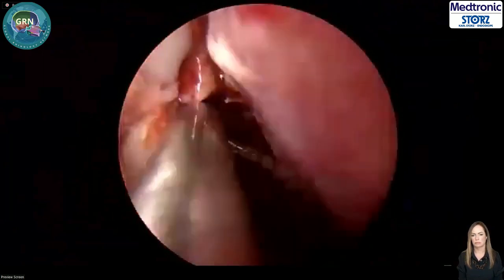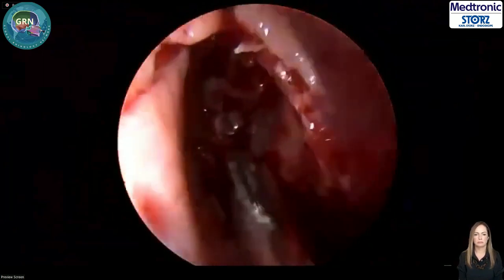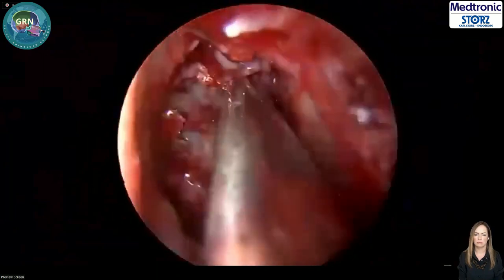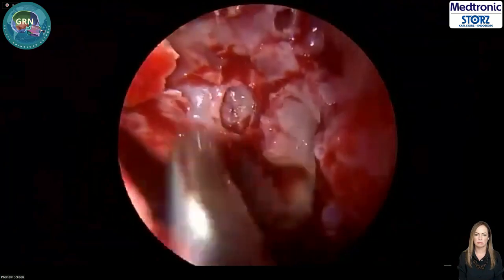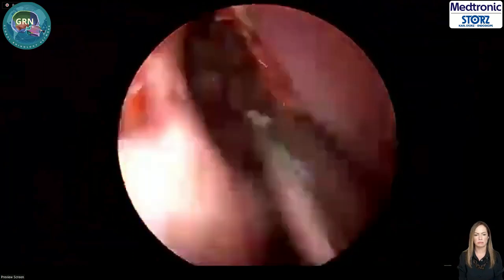This is the concha bullosa we did. We check the frontal sinus, the frontal recess now.